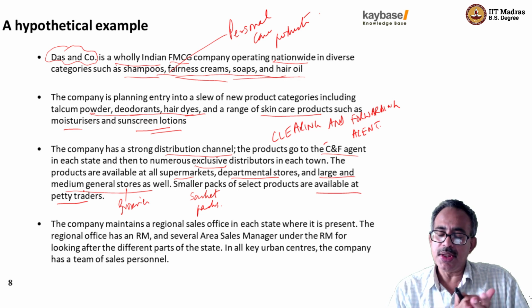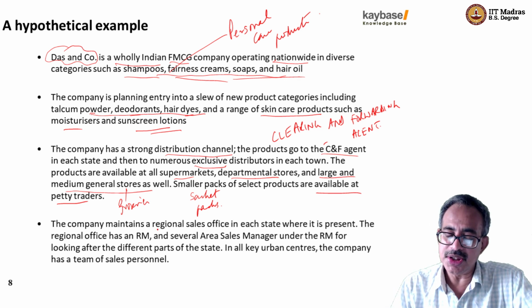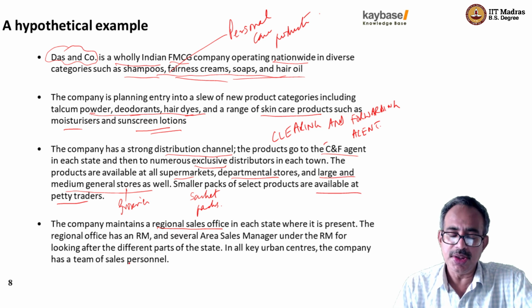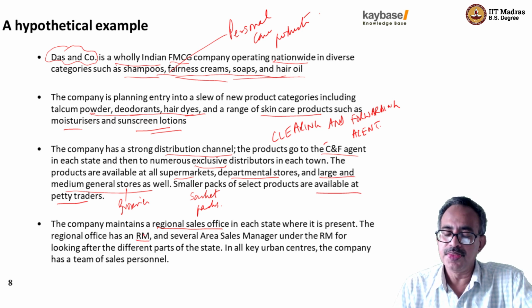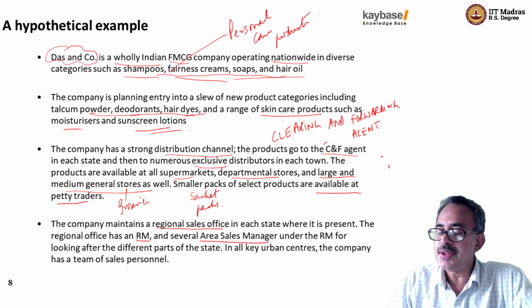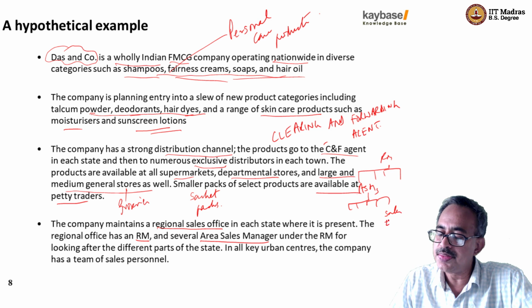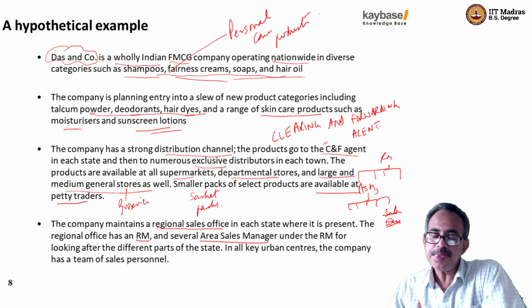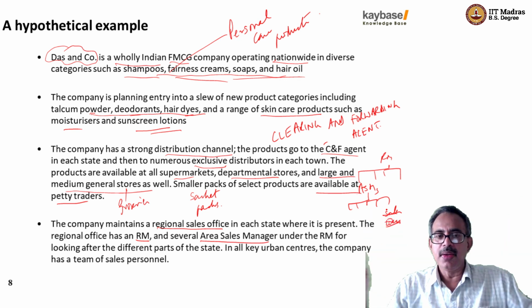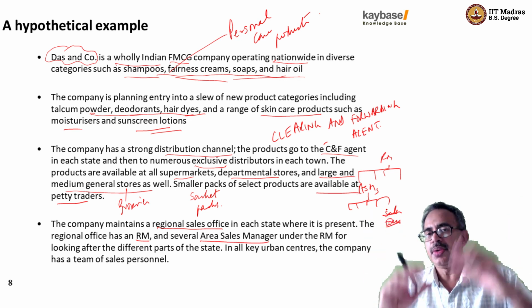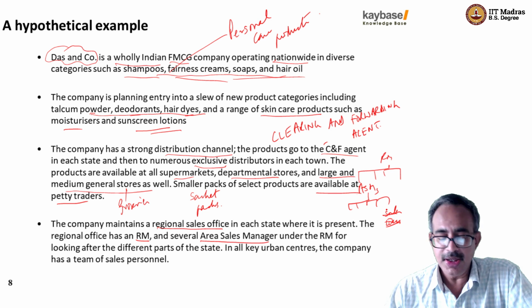So the company maintains a regional sales office in every state where it's present. The regional office has a regional manager. It has several area sales managers. So it has a regional manager. Under that person, it has area sales manager. Right, and under each area sales manager, it has sales executives. Right, so this is the hierarchy of the sales organization of this company. Right, let's go forward.